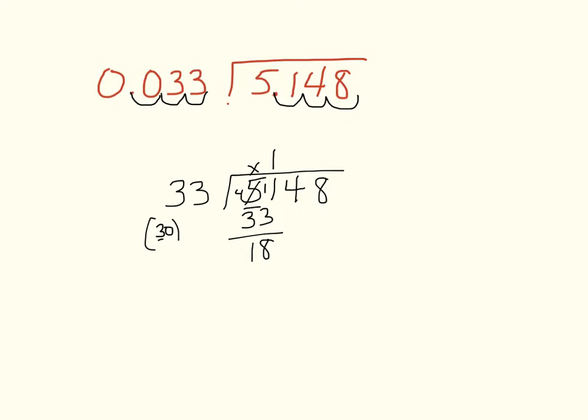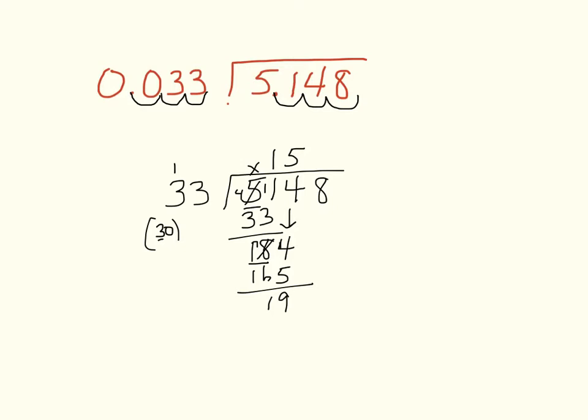18 is less than 33, so I bring down my 4. 3 goes into 18 6 times, but I know it's not going to be 6 because 33 is more than 30, and 18 is right on, so I'm going to go down to 5. 5 times 3 is 15. 5 times 3 is 15, plus 1 more is 16. I subtract, and I get 19.